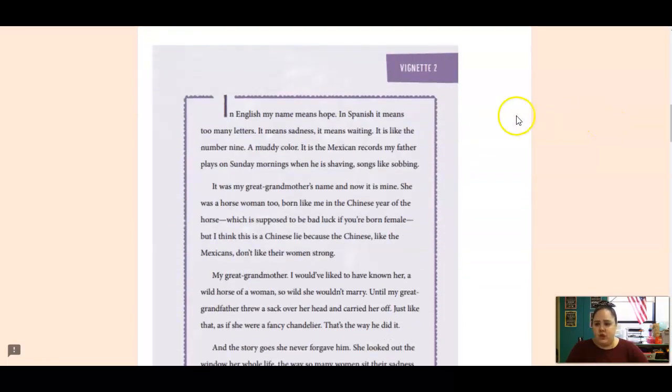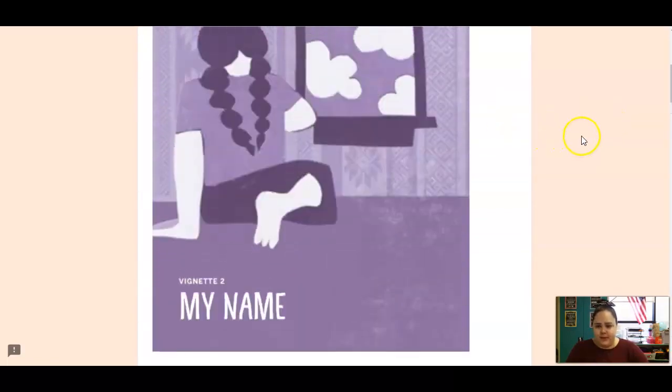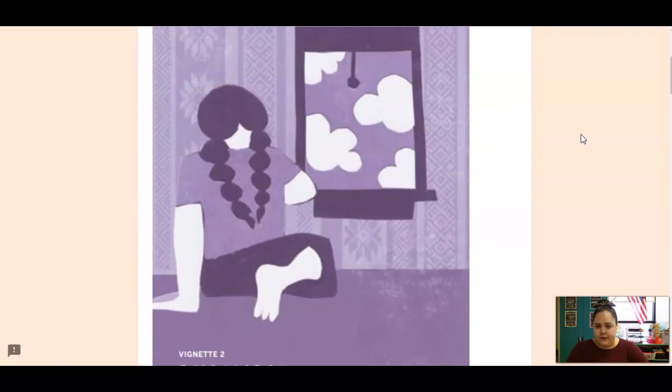We're going to read vignette 2 today. So it's called My Name. There's a picture of our narrator.